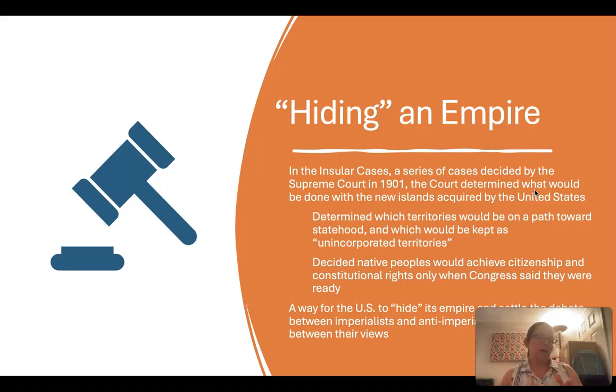So this is a way for the United States to hide its empire and settle this debate between imperialists and anti-imperialists by making a compromise between them. The new peoples of these territories would have some rights, but not the full rights of American citizens. And only Congress could say when they would be granted full rights. And to this day, most of these areas controlled by the United States are still in this limbo status.